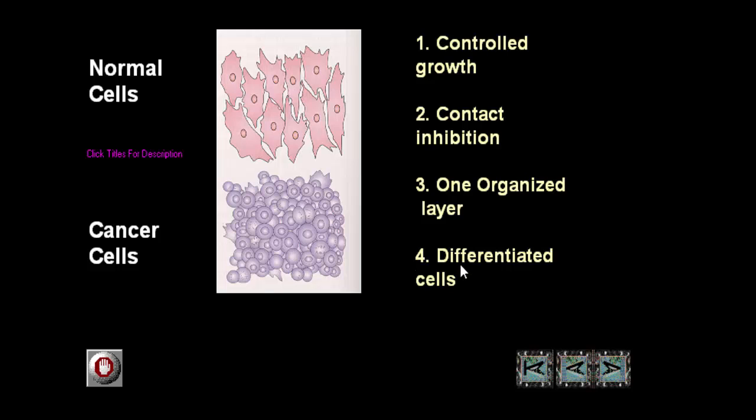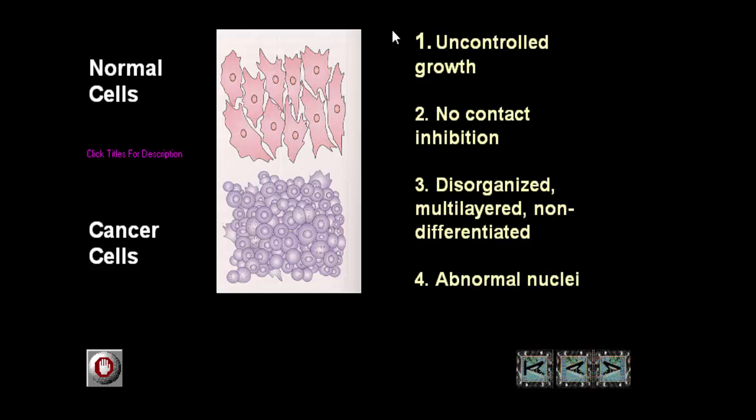Hair cells remain hair cells. Heart cells that can beat on their own remain cardiac cells. Nervous cells remain nervous cells, and so on. They're differentiated. On the other hand, cancer cells have uncontrolled growth, no contact inhibition, and again, these are the cells shown at the bottom here.